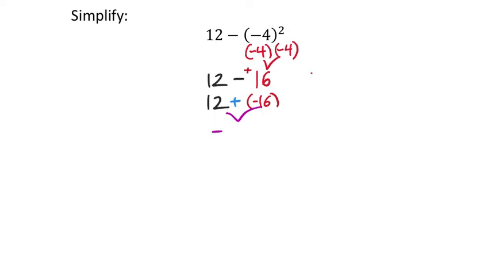And I take the bigger of the two values, 16, and subtract the smaller of the two values, which is 12. And so in the ones place value, 6 minus 2 is 4. 1 minus 1 is 0 in the tens. So our final answer here is negative 4.